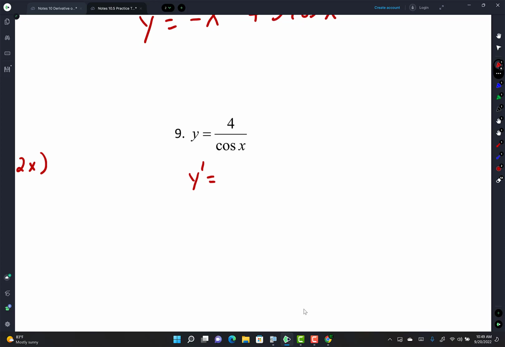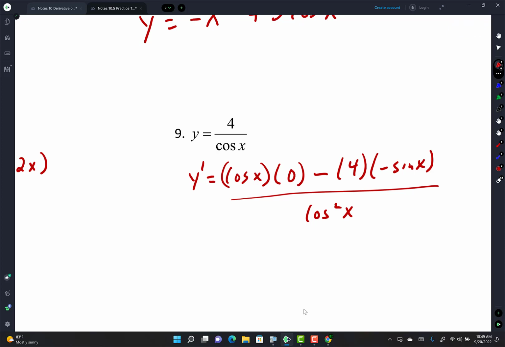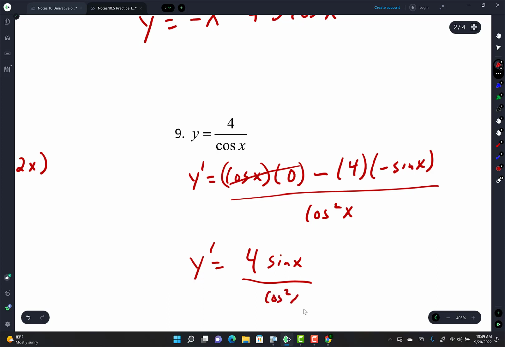Bottom, cosine x, times derivative of the top, 0, minus top, times derivative of the bottom, negative sine x, all over bottom squared. This cosine x times 0 zeroes out. And the negative times the negative is a positive 4 sine x over cosine squared x, which is correct.